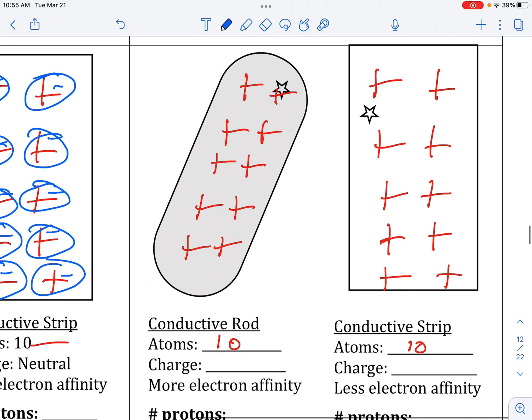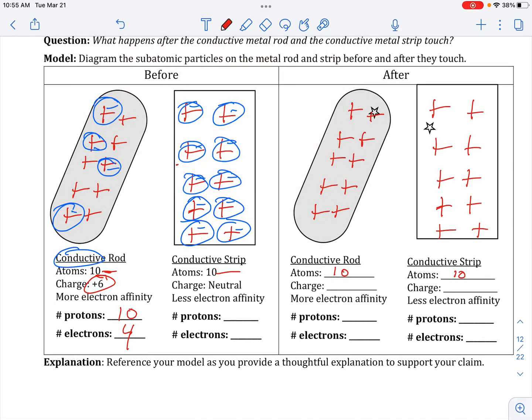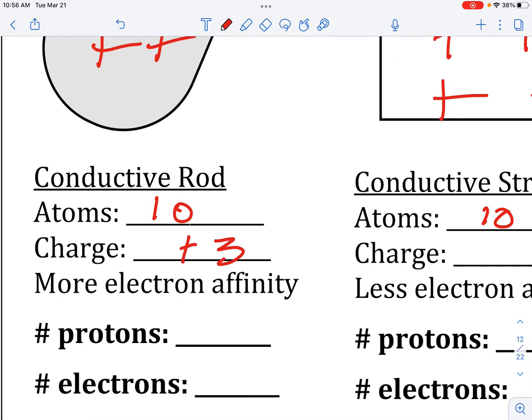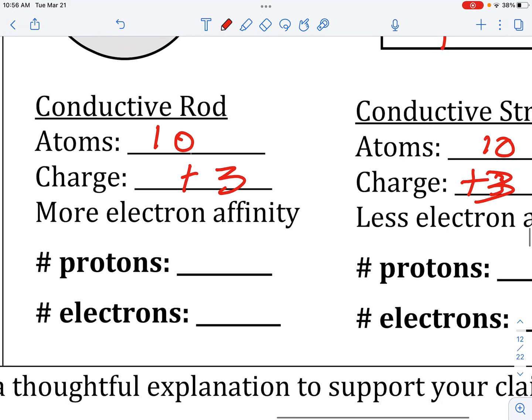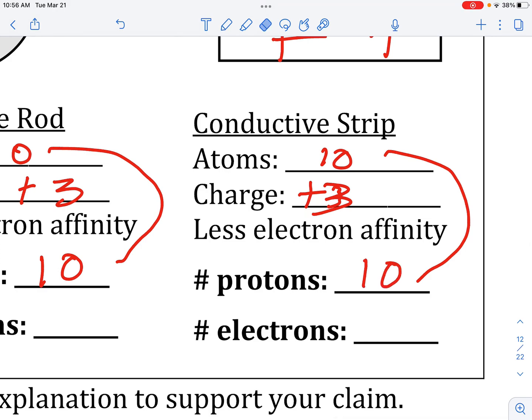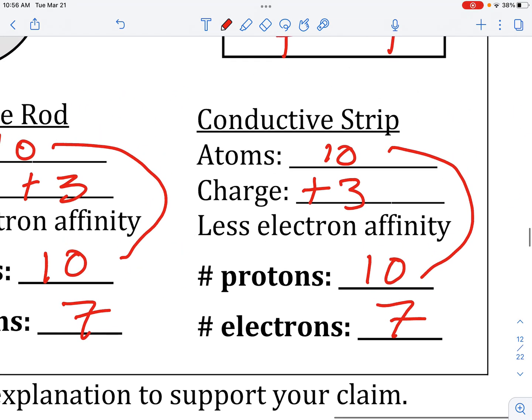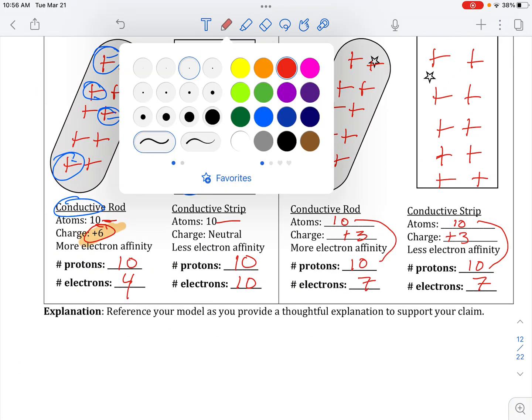Okay. Now, because they touch, what's going to happen is they are going to split the charge. So in charging by contact, the charge gets split. So we had a charge of positive 6. So now we're going to have charges of positive 3 and positive 3. And how do we get a charge of positive 3? Well, if we have 10 atoms, we have 10 protons. So 10 atoms, 10 protons. Let's make this look a little nicer. Okay, there we go. And so to have a charge of positive 3 means we have 7 electrons. 7 electrons. So let's go ahead and add 7 electrons to each one.